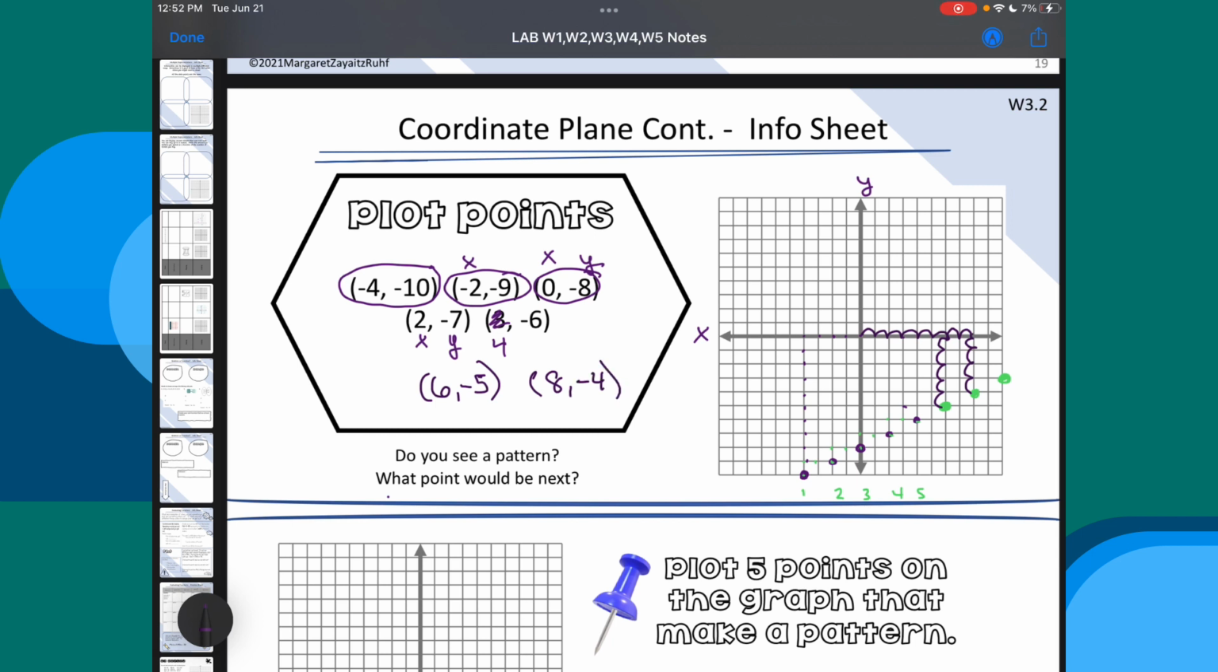I'm going to go over 2 more, 1, 2, and then down 4. So 10, down 3. Down -3 for that last point. So that's how you can plot points, and then also how you can label points after they've been plotted.